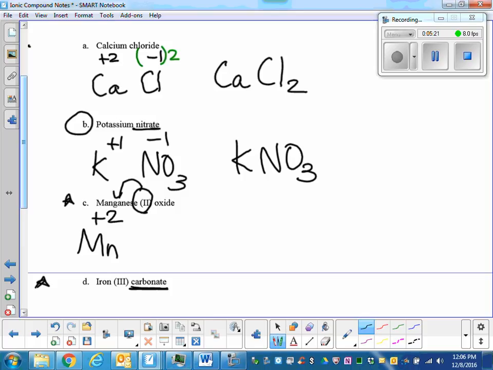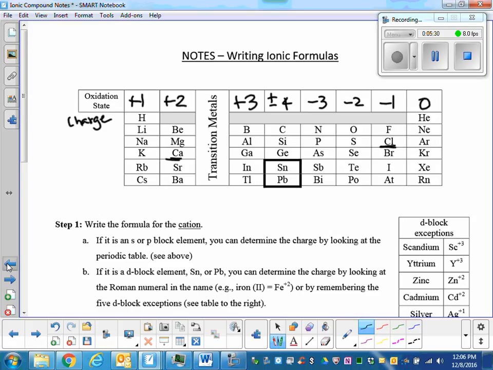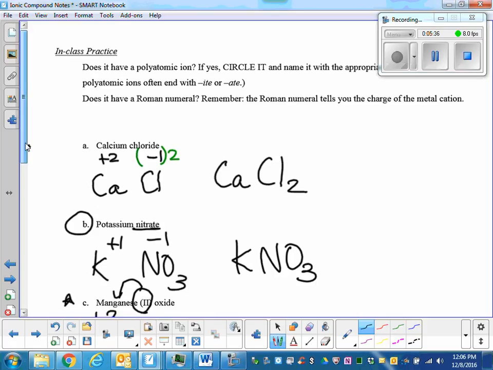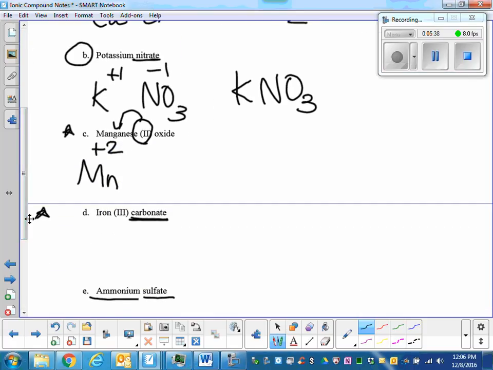+2, right? What is oxide, guys? O. Oxygen, right? Check its charge. Oxygen has what charge? -2. So oxygen is -2. So what will happen if it's +2 and -2? Please write this down, everybody. It cancels, so what is my formula? MnO.